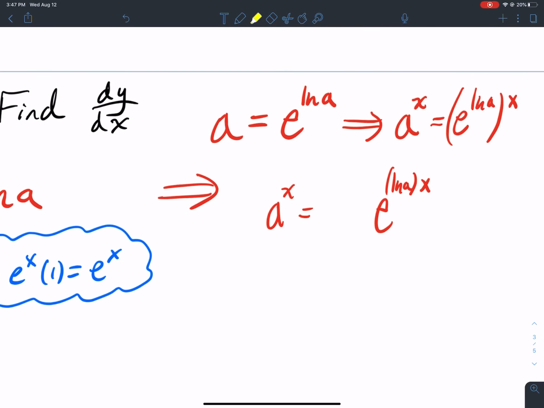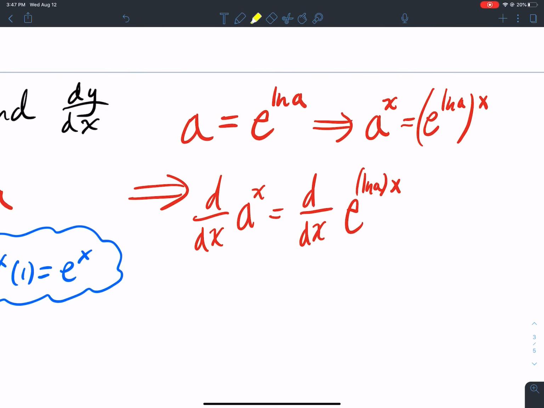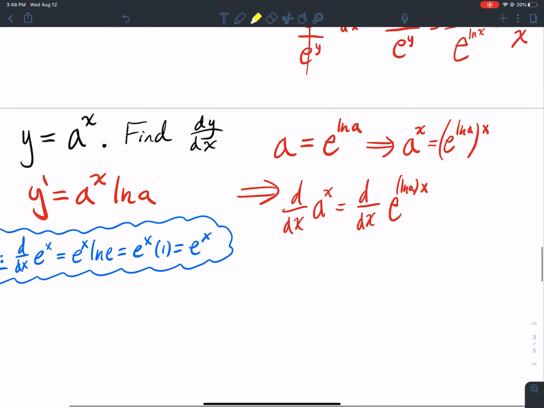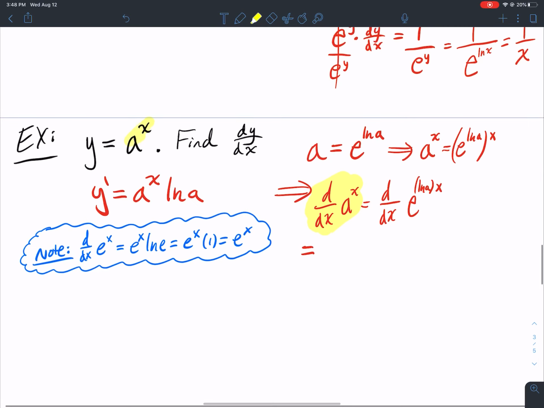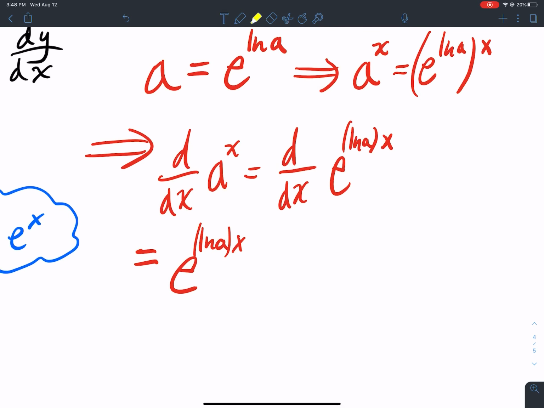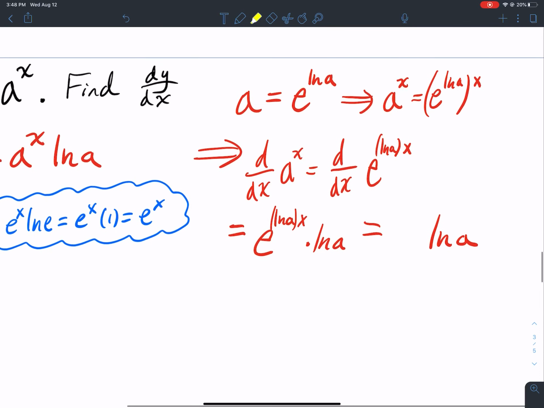So what do I do from this point? I'm going to take the derivative, right? And so how do I take the derivative? Well, this is what I'm trying to find the derivative of, right? So I'm going to take the derivative of this. So it's e to something. The derivative of e to something is e to the something times the derivative of the something. Well, the derivative of a constant times x is just that constant right there. Okay? So what do I know?